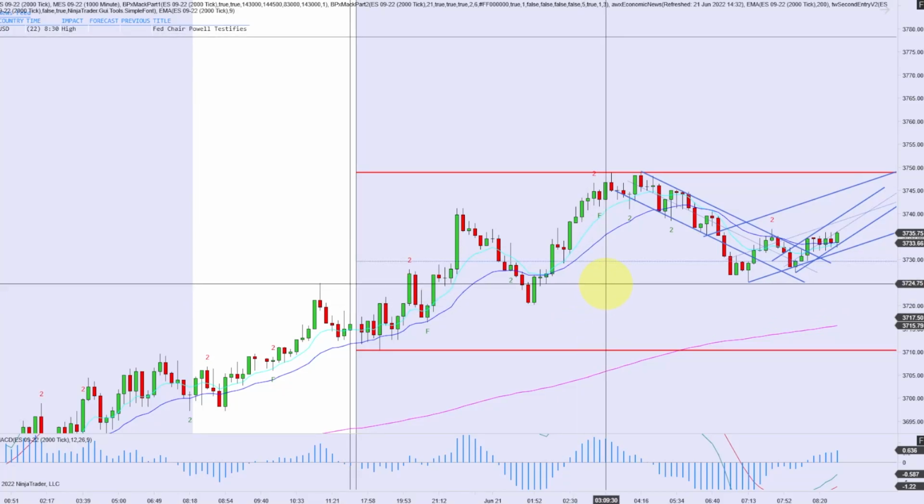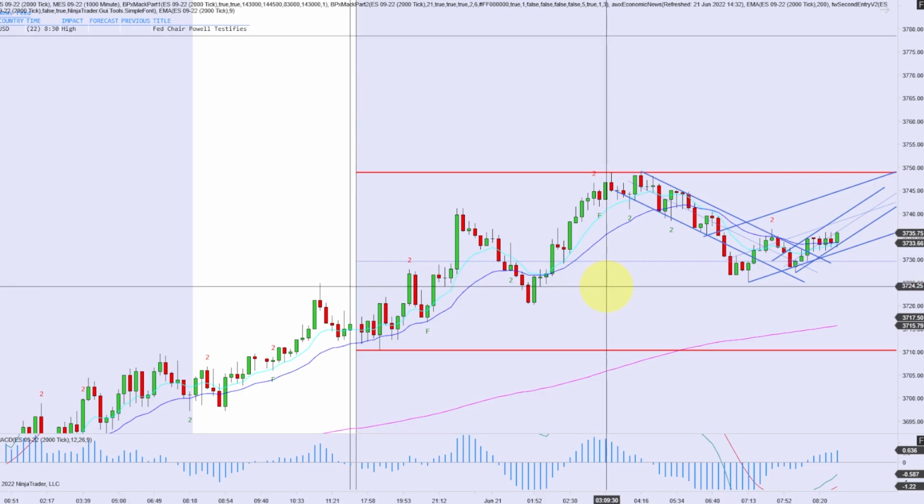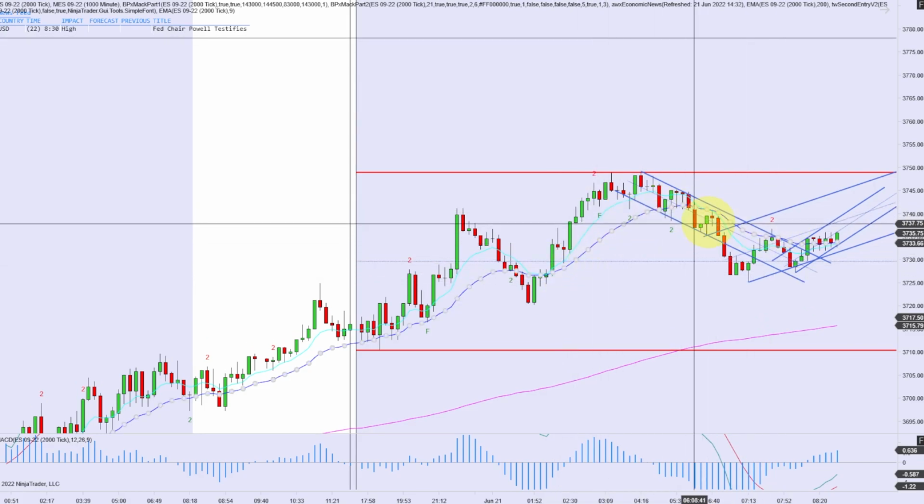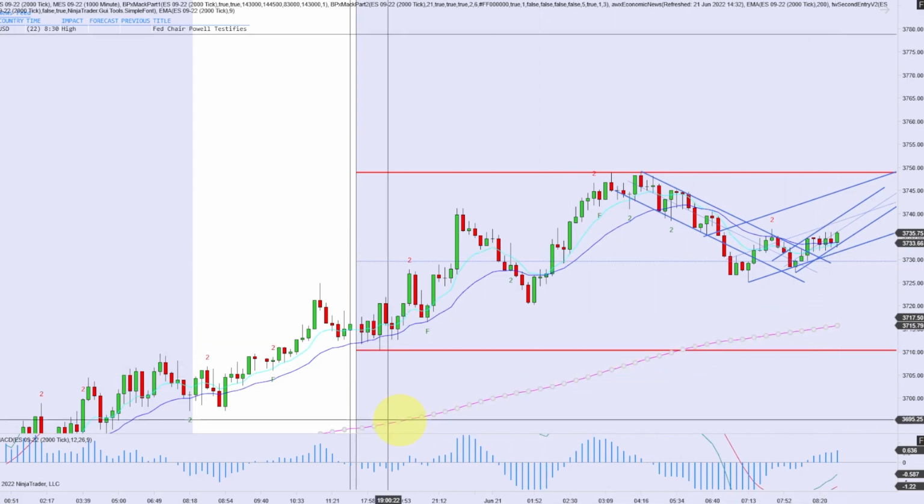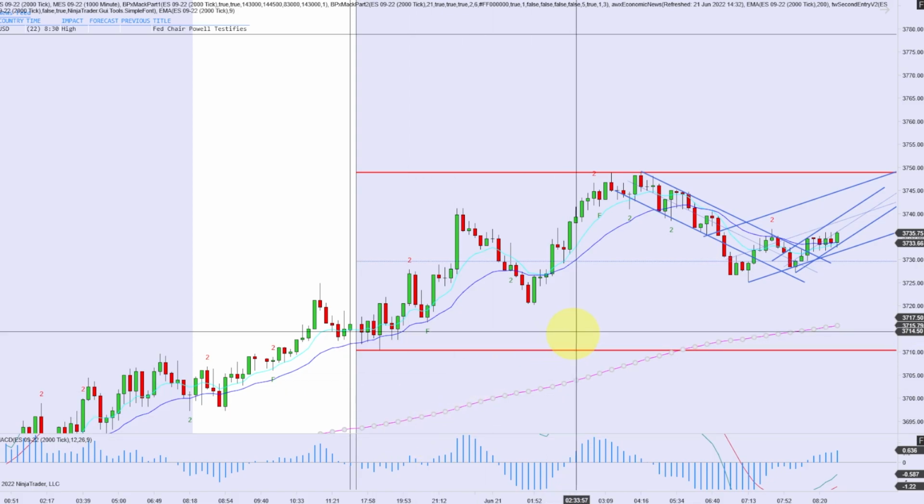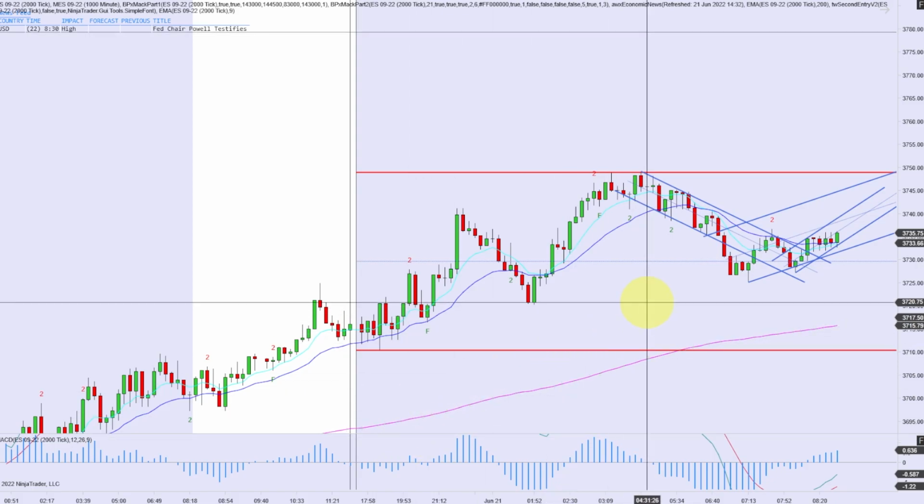We're looking at a 2000 tick chart for the E-mini S&P 500 futures market. We've got a 21 EMA indicator here in blue, 9 EMA here in cyan, 200 EMA indicator in magenta, and we've got a MACD indicator down here at the bottom. But we primarily focus on using technical analysis, price action, and overall market context in order to enter our trades.